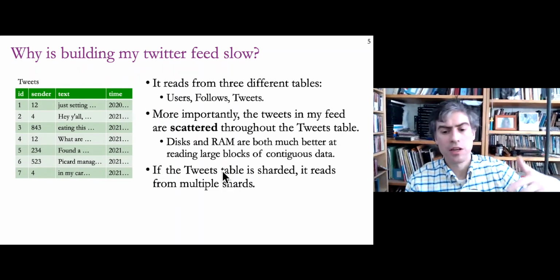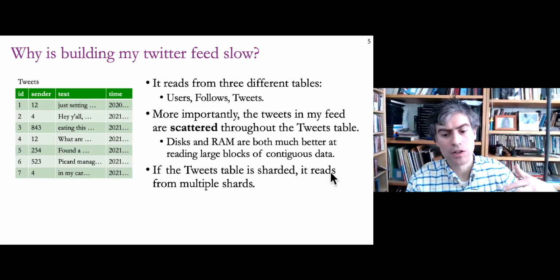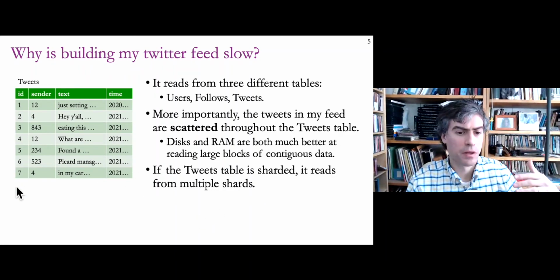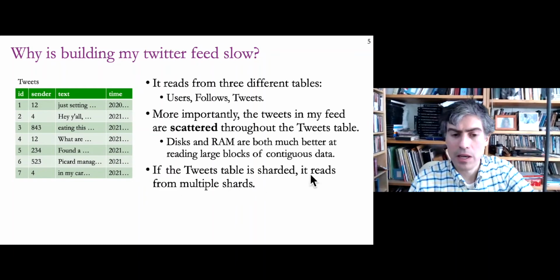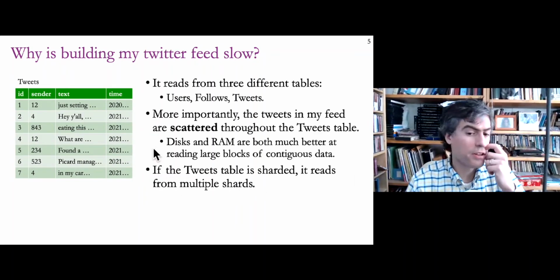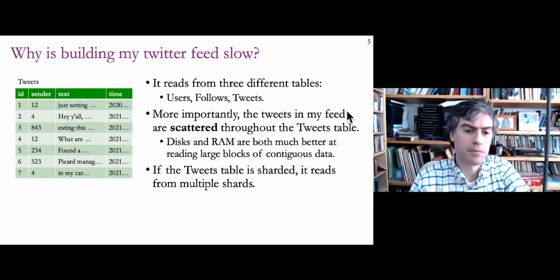That scattering of data is also a problem if you are sharding the database, because then the tweets from all the different users might be in different shards, so you have to contact multiple machines. But the key thing is, even if you can fit this all in one database, it still is pretty inefficient for reading a feed because of that scattering of data. And there's no way to fix this scattering.